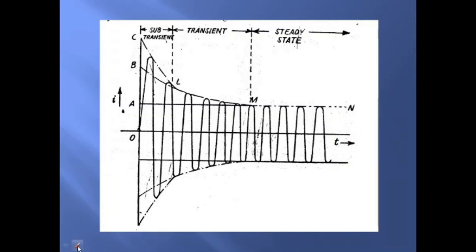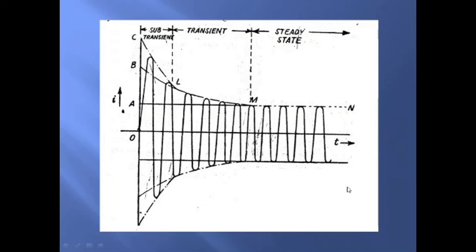I hope this thing is clear to all of you. So you can see the current which is flowing here is the subtransient current I double dash. The current which is flowing here is the transient current I dash, and the current which is flowing here is the steady state current, that is normally I.